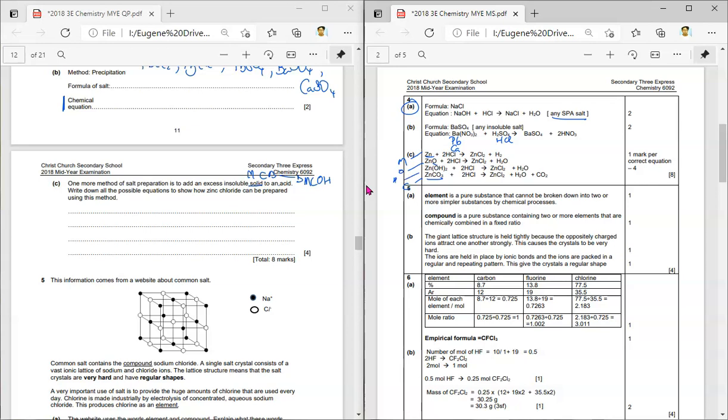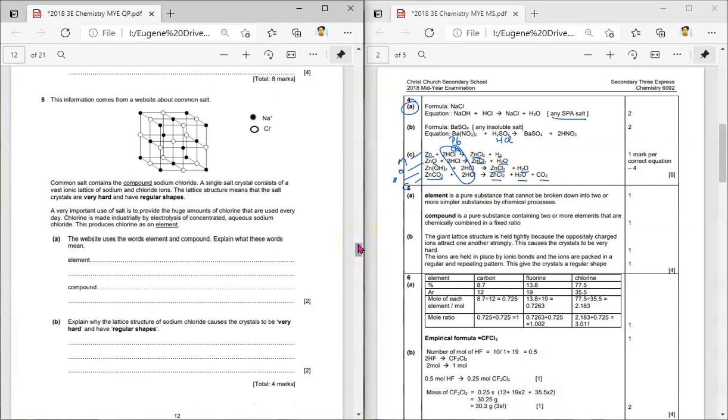Because I need zinc chloride, all the acids are hydrochloric acid. Then the M, C, O, H: metal, carbonate, oxide or hydroxide. The product will change according to the main reaction. Metal plus acid only gives you hydrogen plus salt. Carbonate, which is the fourth one over here, gives you the salt, water plus carbon dioxide. Whereas oxide and hydroxide are considered bases, so it's just salt plus water. Okay, so that's for part C.